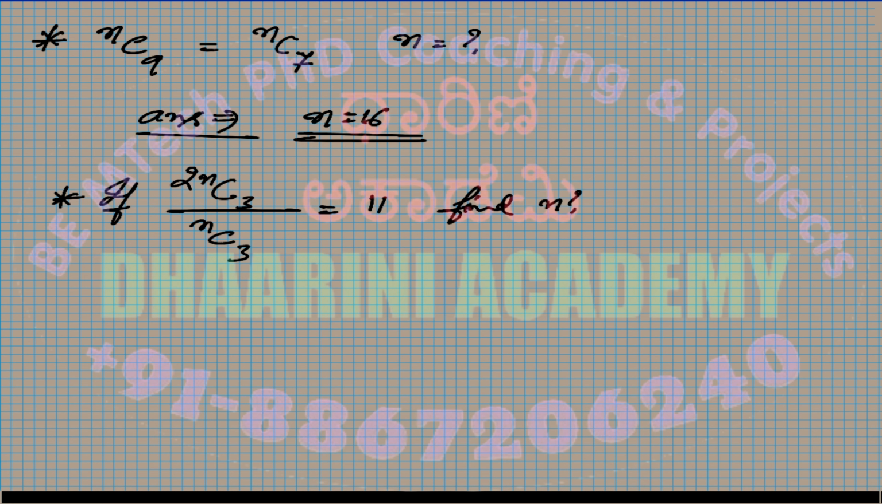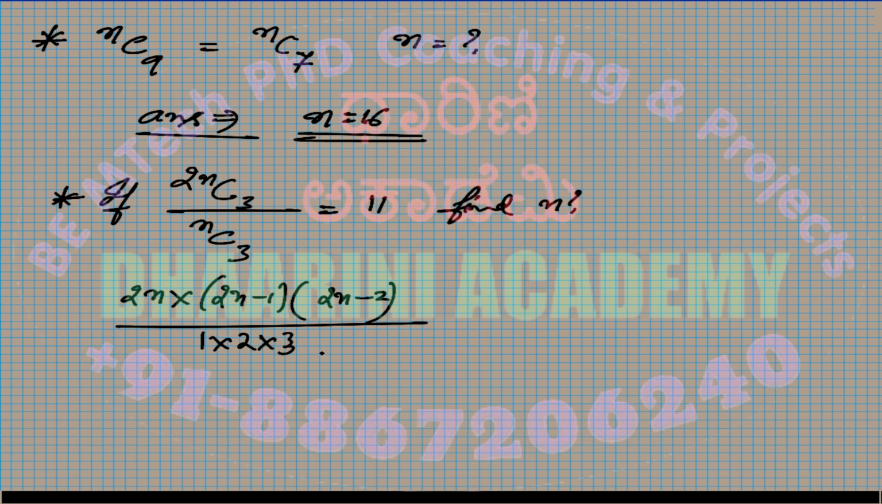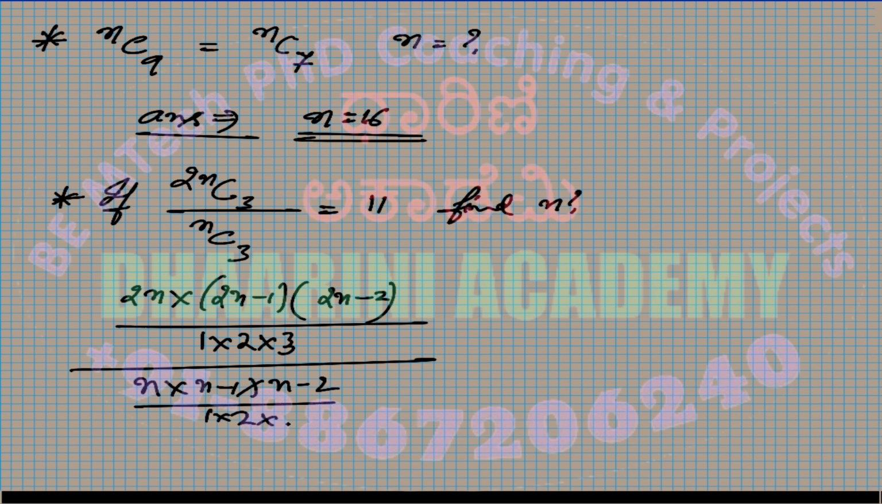It says that 2nC3 by nC3 is 11. So let us substitute for 2nC3. So this is 2n into 2n minus 1 into 2n minus 2, all divided by 3 factorial, so I'll write 1 into 2 into 3. All divided by nC3, which is also n into n minus 1 into n minus 2 divided by the same 1 into 2 into 3. Anyway, this will cancel. This is equal to 11.